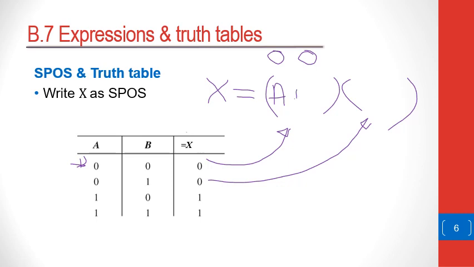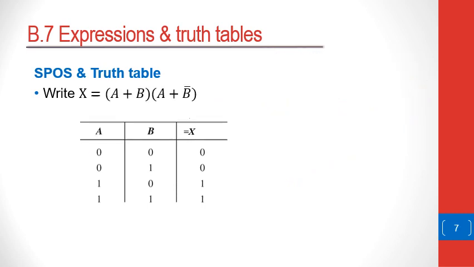This 0 will also be represented by B. And in the second case, we have 0, 1, so here we would have A plus B bar, because the complement becomes a 1. And therefore, we can get the solution. This is simply how you can represent from a standard product of sums to a truth table and back.